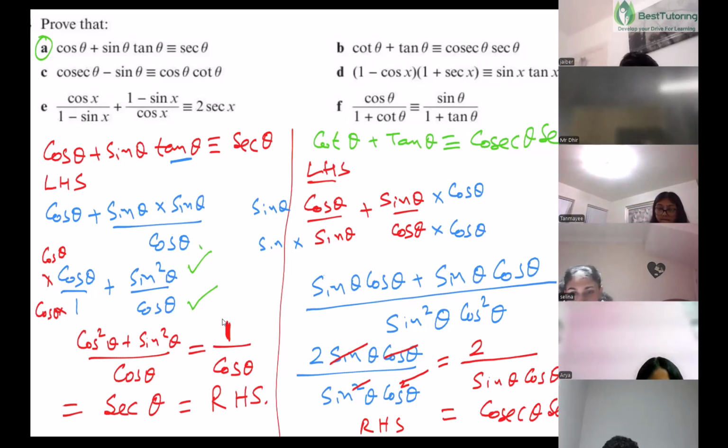Sine theta cos theta, sine theta cos theta. Yes, that is fine. That can be 1 there. Yes. Okay, guys, any questions, please ask me.